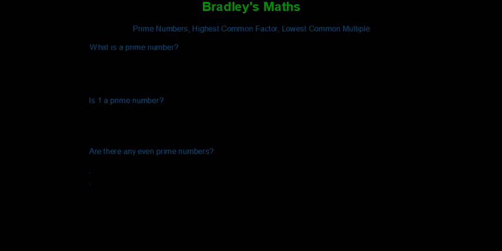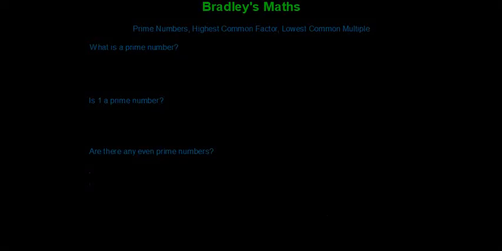A prime number is a natural number with just two factors. The factors are 1 and the number itself. So let's reveal that there. A prime number is a natural number that has just two factors, 1 and itself. And that's all there is. That is the definition of prime numbers.